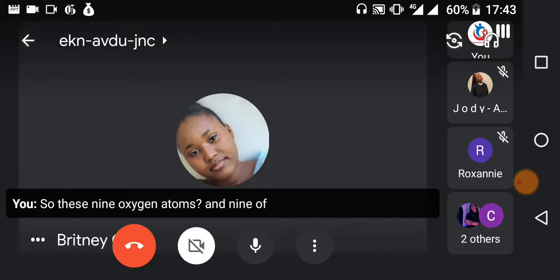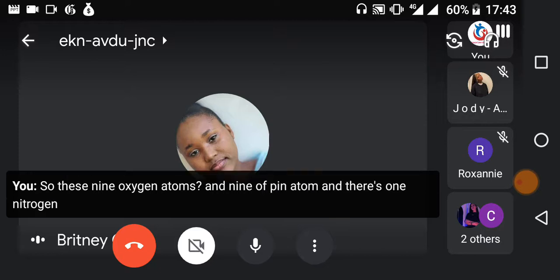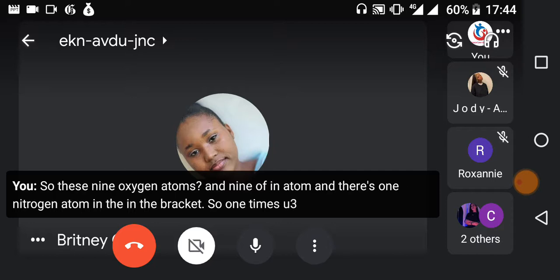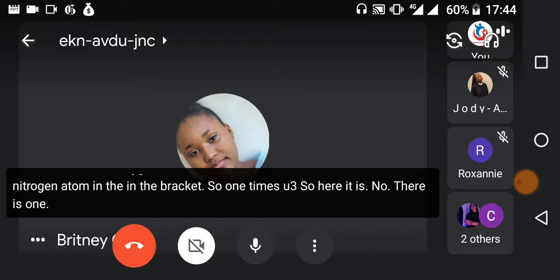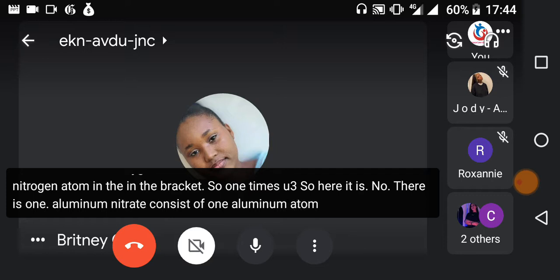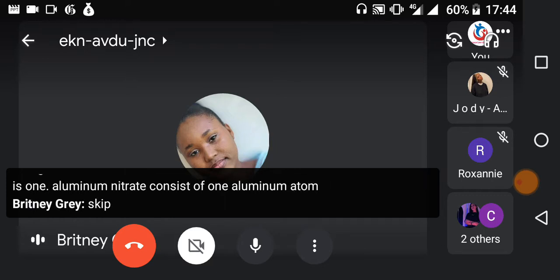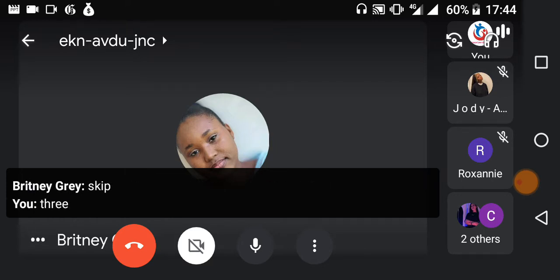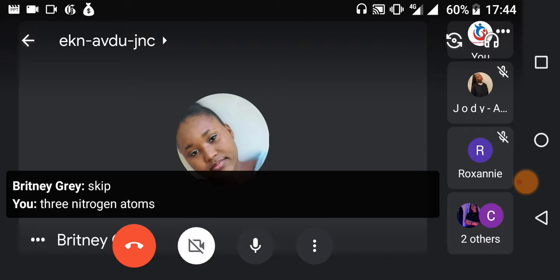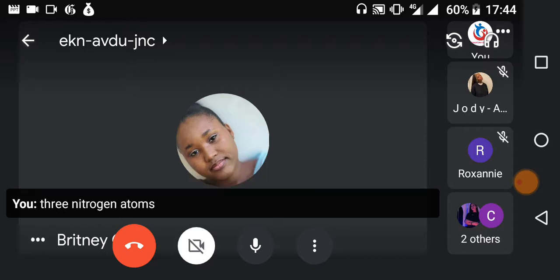So here it is now. Aluminum nitrate consists of one aluminum atom, 3 nitrogen atoms, and 9 oxygen atoms. And you can multiply out and add up to find the molar mass now. All right, I'm giving you 3 minutes to do that.